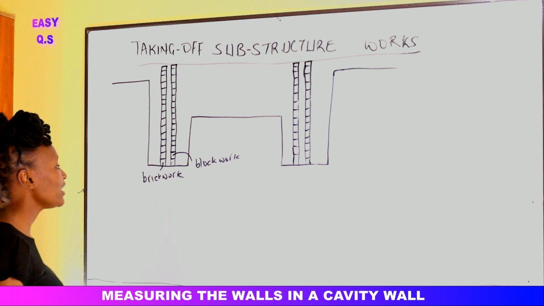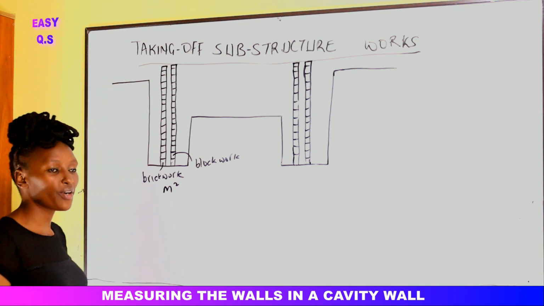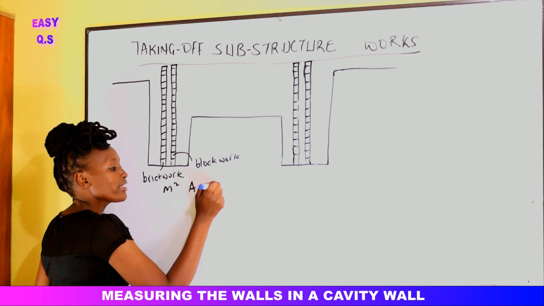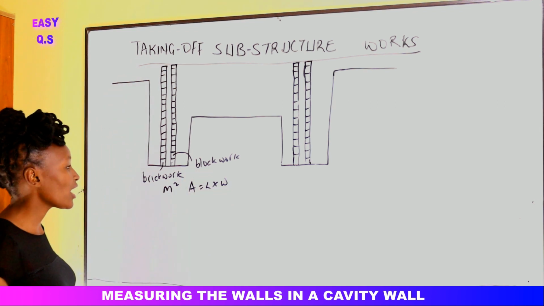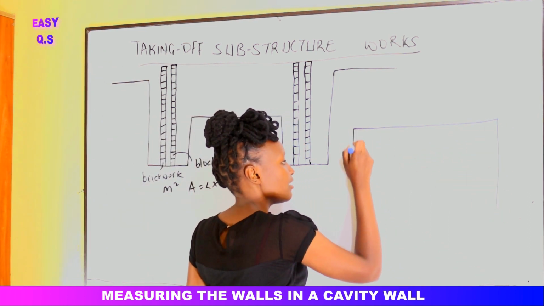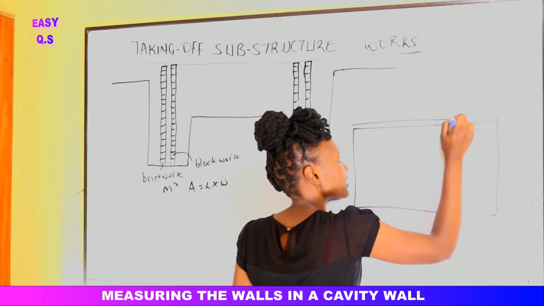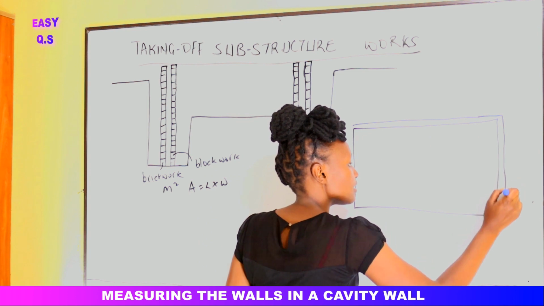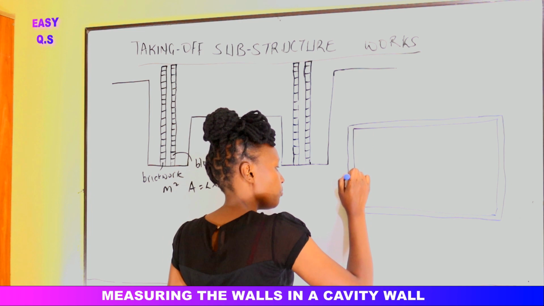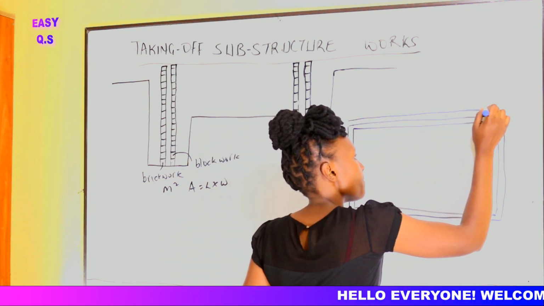How do we measure the brickwork? The NRM 4 states that we should measure the brickwork in meters squared. Alright, so if we say meters squared, that is area. Area is equal to length times width. Assuming we have the plan. The plan is here. The plan is made of cavity walls. In cavity walls, we have that wall here. That is the blockwork. Then we have the space. Then we have the brickwork.